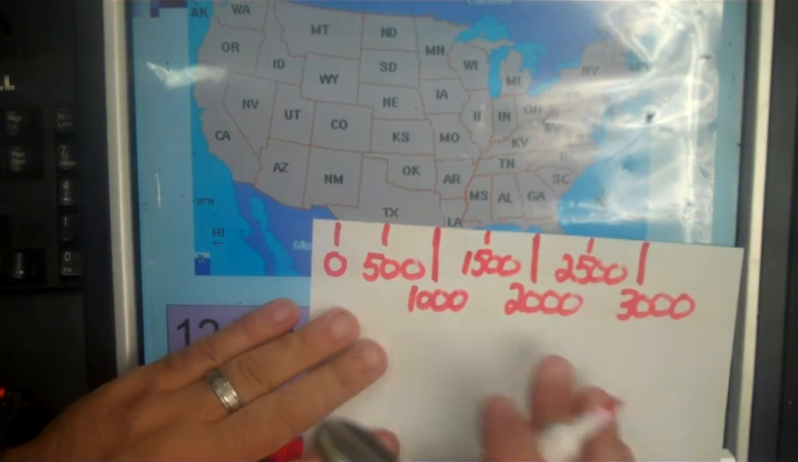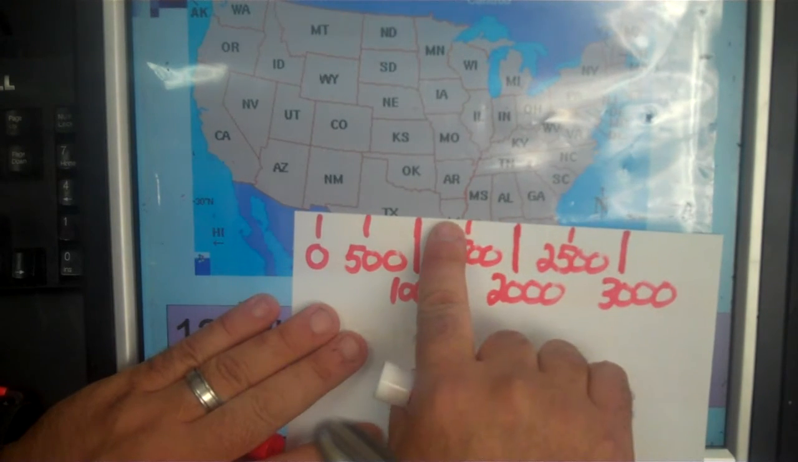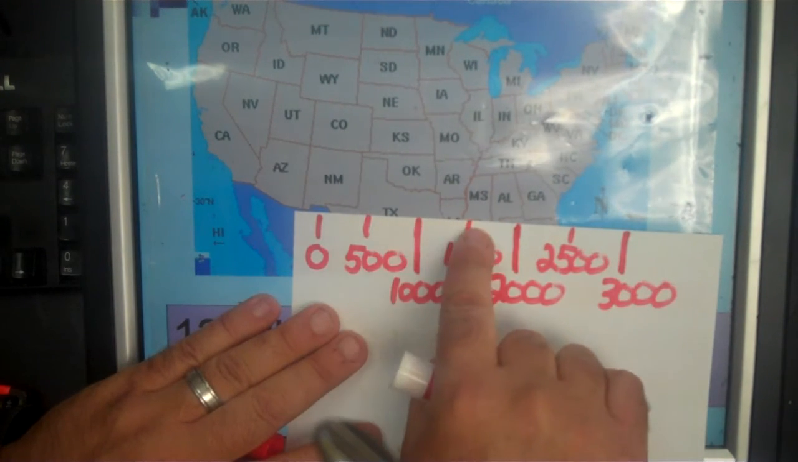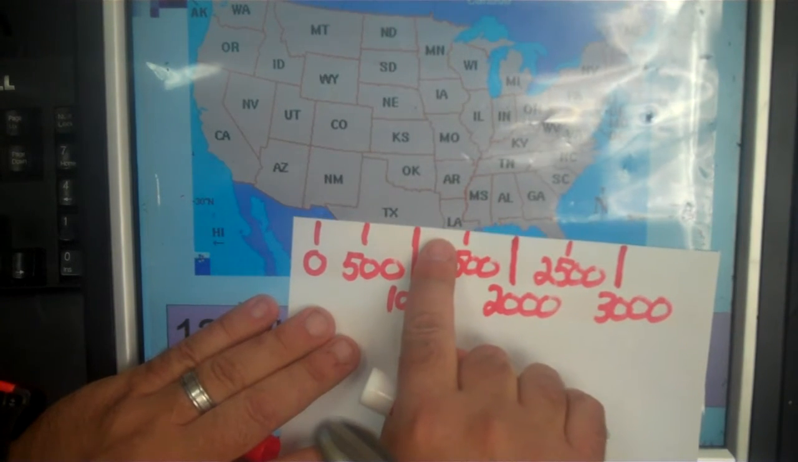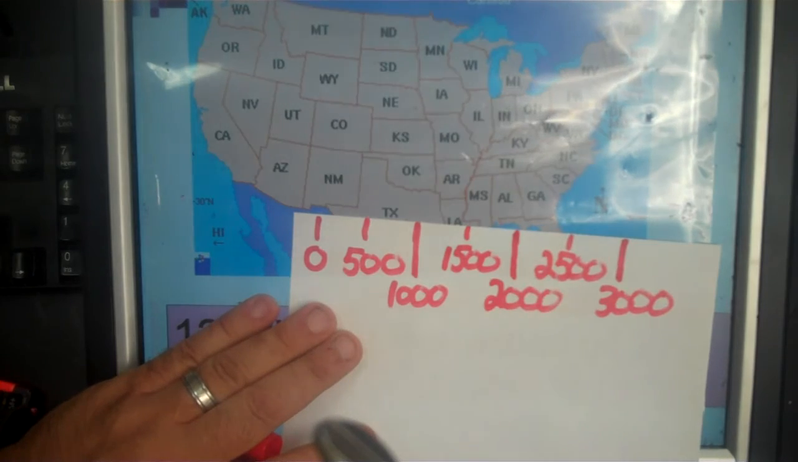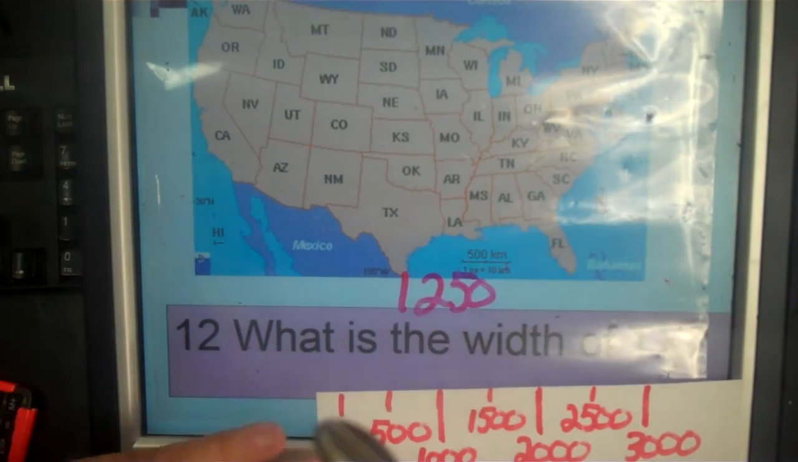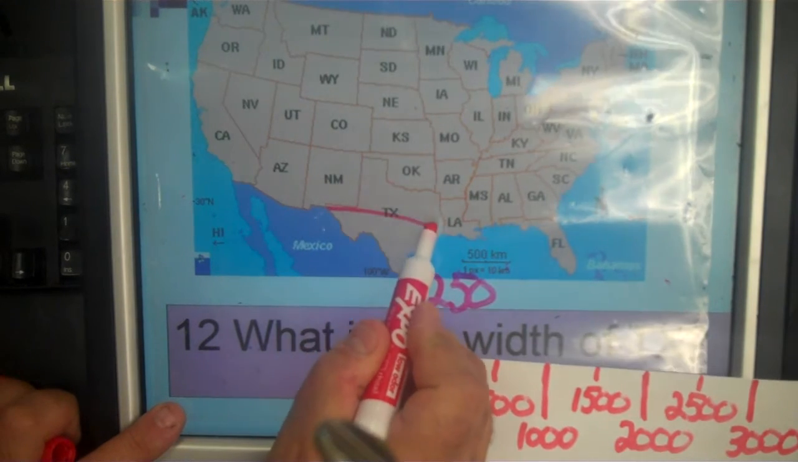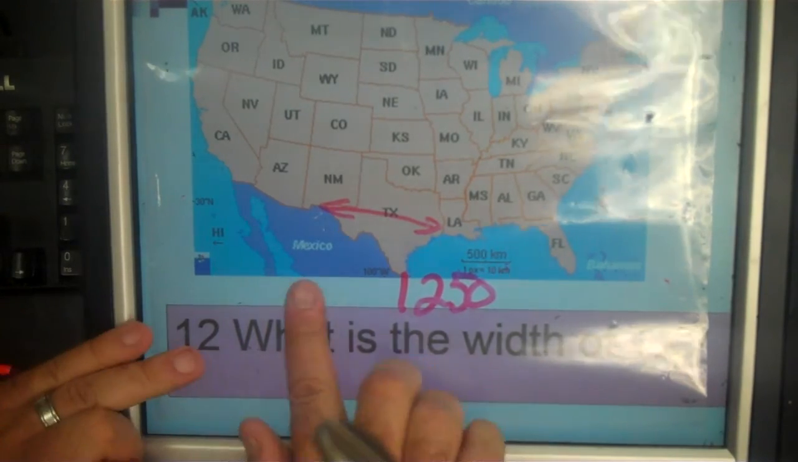So the width of Texas, I line up the west end with 0, and the eastern end is between 1,000 and 1,500. You can make your own estimate. It looks to me like it's smack dab in the middle. So I'm going to say 1,250 miles from one side to the other. Number 12, 1,250.